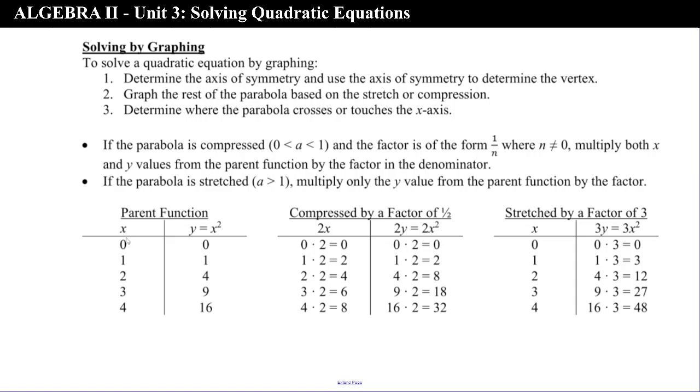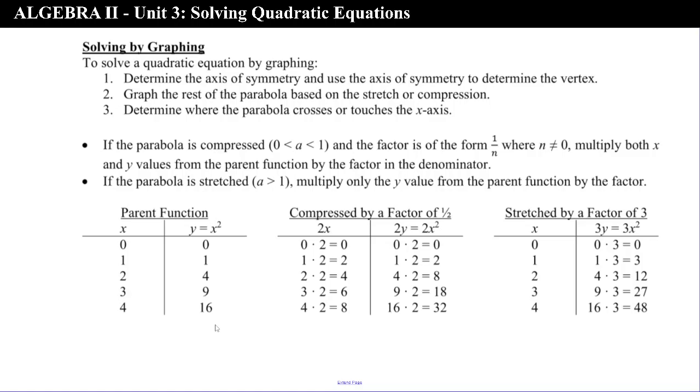You saw that at the very beginning of Unit 2. You have x here where we just pick values, 0, 1, 2, 3, 4, and then your parent function is x squared. So if y equals x squared, if x is 0, y is 0. X is 1, y is 1. X is 2, well, 2 squared is 4. If x is 3, 3 squared is 9.